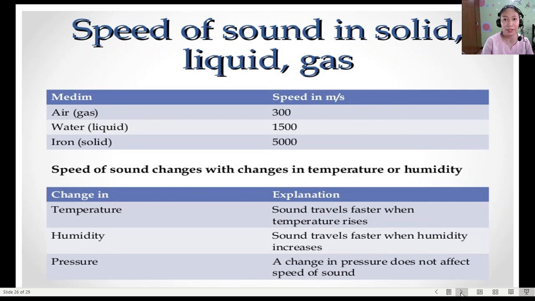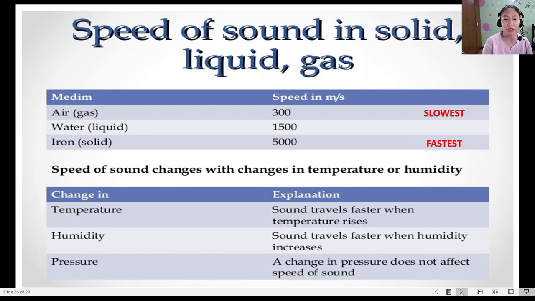Now, the speed of sound in solid, liquid, gas. So, tingnan natin yung speed in meters, no? Meron tayo ditong iron, water, air. 5,000 meters per second sa iron. Fastest na yan sa tatlo. And then, slowest na sa air, 300 meters per second lang. Kasi nga, tabi-tabi ang iron, no? Compact, while air, they are far apart.